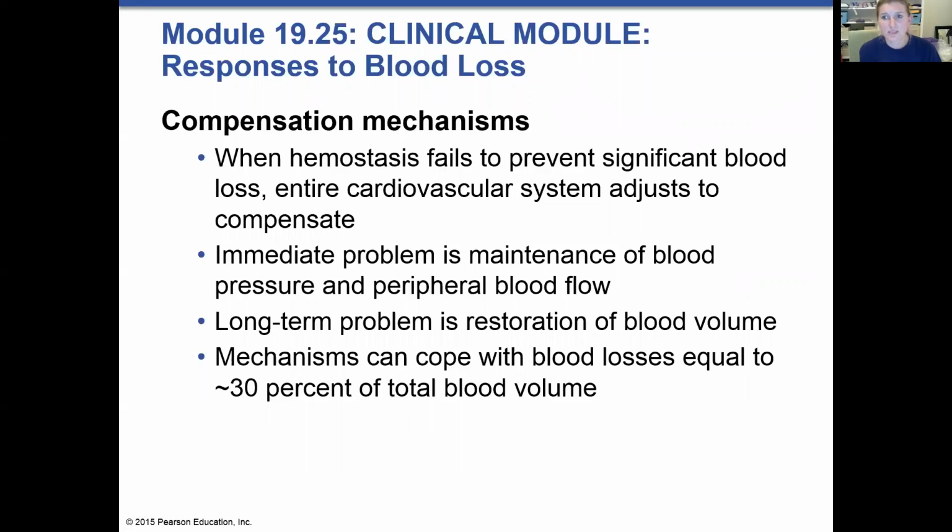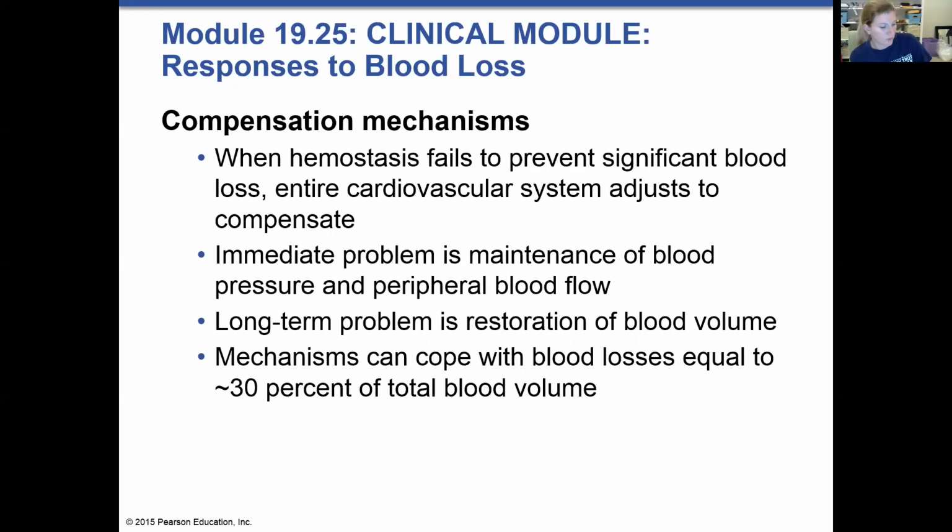Let's talk. This last little section from the chapter is all about the compensation mechanisms for responding to blood loss. And obviously, your body has built-in clotting mechanisms in the form of hemostasis and that whole clot formation with the cascading pathways. But when that fails, because there's significant blood loss, the entire cardiovascular system has to adjust. So immediately, you have to maintain your blood pressure and blood flow in the periphery, especially to the brain and heart itself.